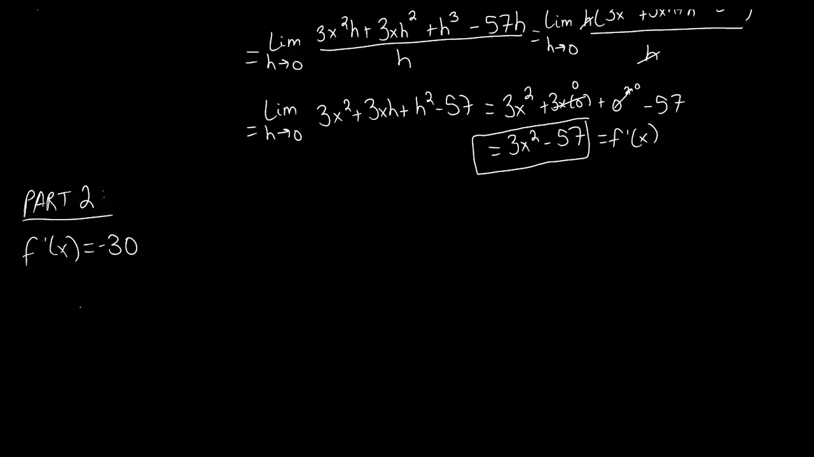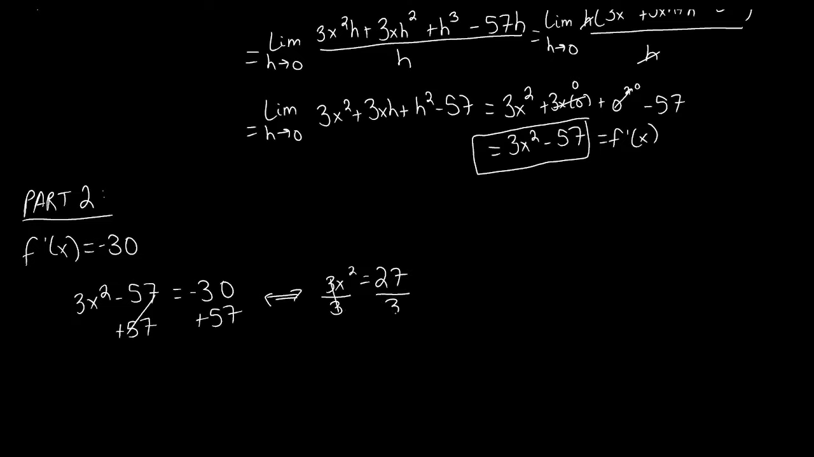So we have this, but f prime of x we just found to be 3x squared minus 57, and we're saying that equals negative 30. Okay, so we're trying to find values of x that make this statement true. So let's solve for x. The first thing we want to take care of is adding this 57 to both sides to get rid of it. So we do that, and we get that this is equivalent to saying 3x squared equals 27, because negative 30 plus 57 gives us 27. And now what we're going to do is divide this 3 away. So we divide by 3, and we get x squared equals 9.